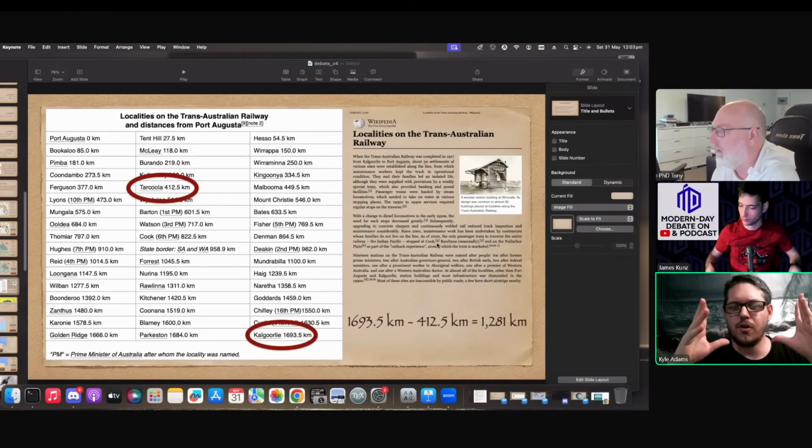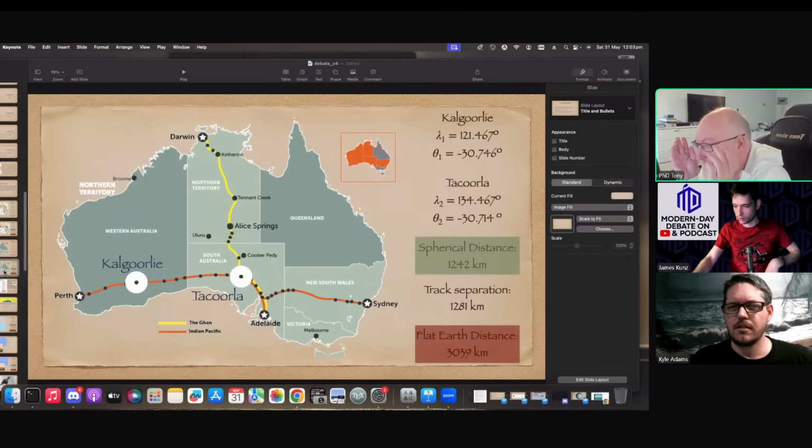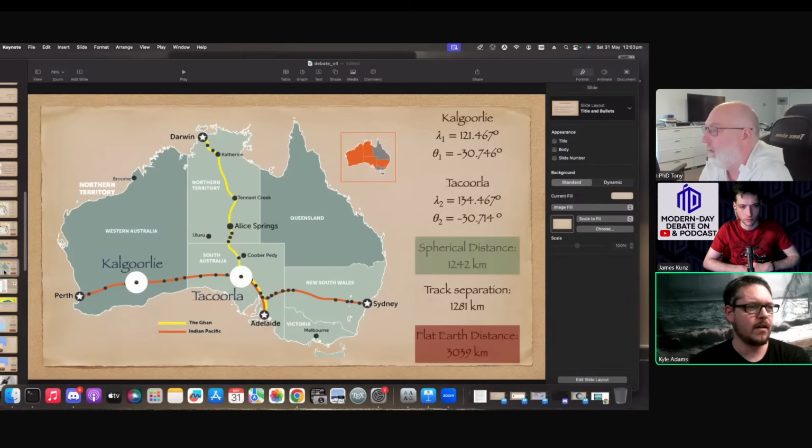Okay. You're showing me a drawing and are saying this drawing is accurate because I got it from Wikipedia. I am saying, look at the flat Earth distance. You would require the track separation to be in error by about 150% in order to be reconciled with the flat Earth distance formula. I don't care how much error there is in these track separations. It's just not consistent with the flat Earth formula. So that's kind of like a big thing.